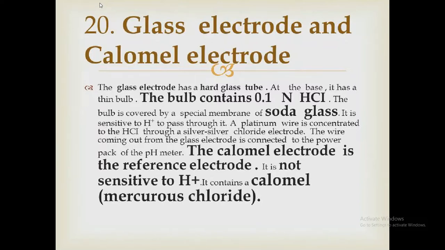The reference electrode is the calomel electrode, and it is not sensitive to H plus ion. It is only the HCl. In HCl, H is there, hence it is sensitive to H plus ions, whereas in calomel there is no H, hence it is not sensitive to H plus ion. It contains calomel, as the name indicates. It is the mercurous chloride. Mercurous chloride's other name is calomel, and hence the name is given as calomel electrode.